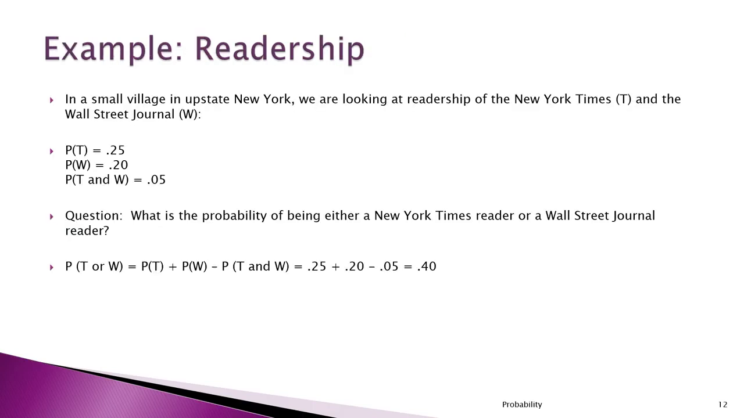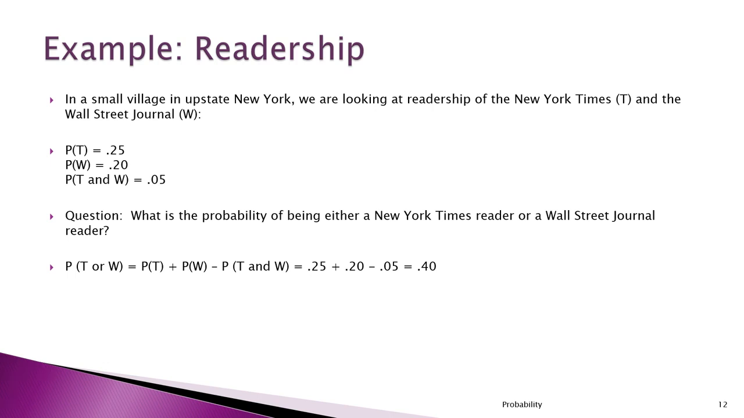Here we have a simple example to start. We're looking at readership of two different newspapers, the New York Times and the Wall Street Journal. And in this particular village, the probability that an individual reads the New York Times is 0.25, because 25% of the population does. The probability that an individual reads the Wall Street Journal is 0.20. The probability that an individual reads both the New York Times and the Wall Street Journal is 0.05, or 5%.